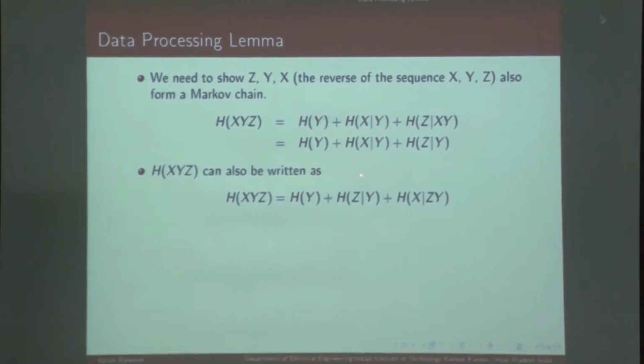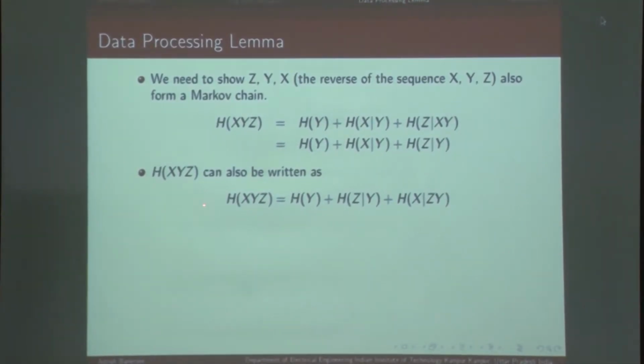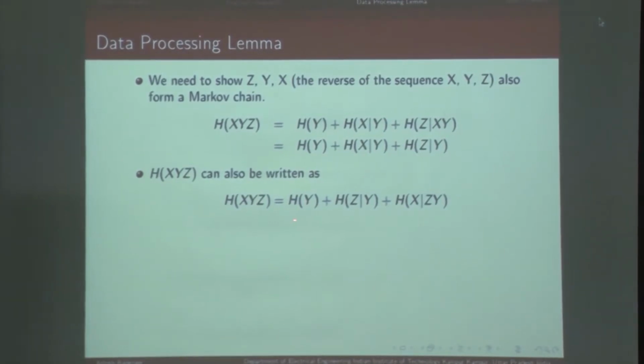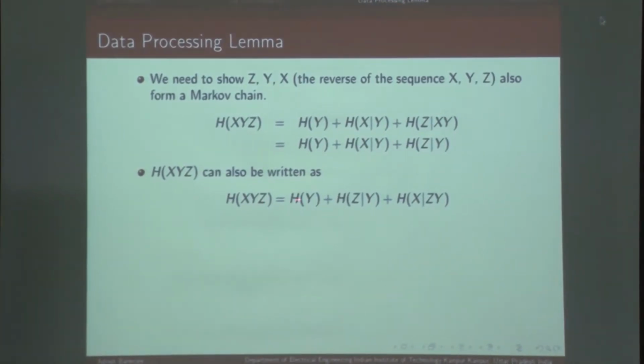Now, I am writing this in another way. How? Again I am applying the chain rule, but in a different way. So, H(X,Y,Z) can be written as H(Y) plus H(Z given Y) plus H(X given Z,Y). Now, both are the same, right? So, equate them. This is the same, this is the same, this is the same, this is the same. What do I get? H(X given Y) is the same as H(X given Z,Y).